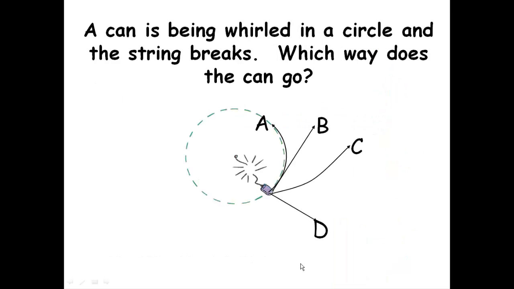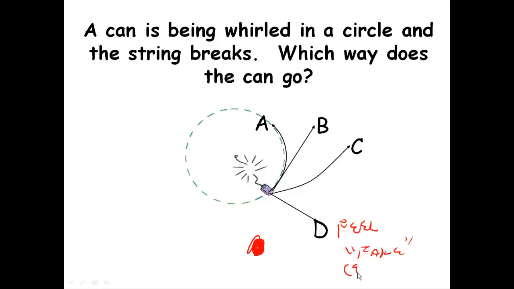So let's see what you know, what you might have realized. So we have this can whirling in a circle, and the string breaks. Which way does the can go? You better say B. Oh, that's not right. You better say B. D would be what you feel, and that's fake.